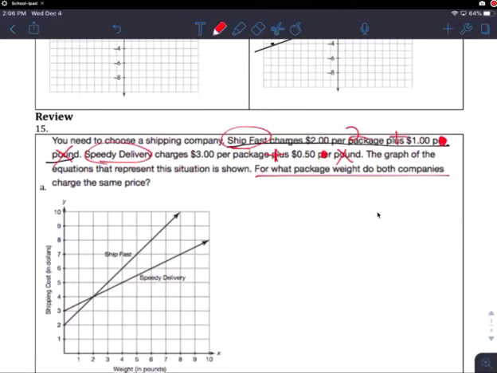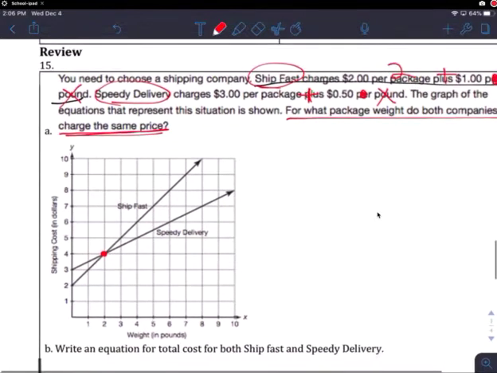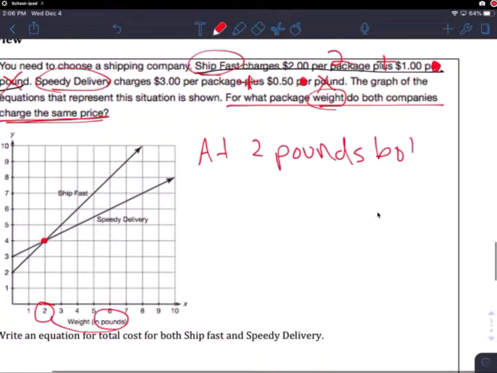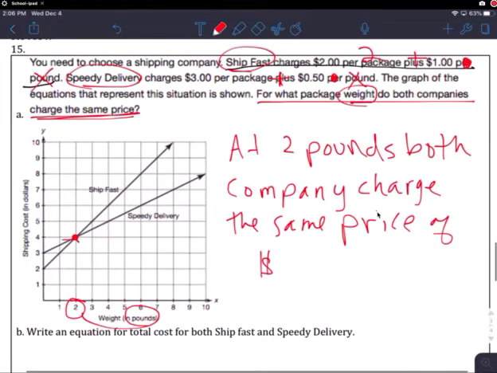What package weight do both companies charge the same price? When do they charge the same? At the break-even point right here, they evenly charge. What is the weight? So they want the weight. So the weight is in pounds. So at 2 pounds, both companies charge the same price of how many dollars? $4.